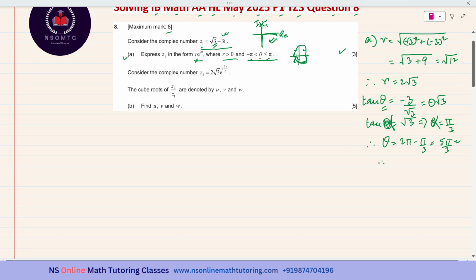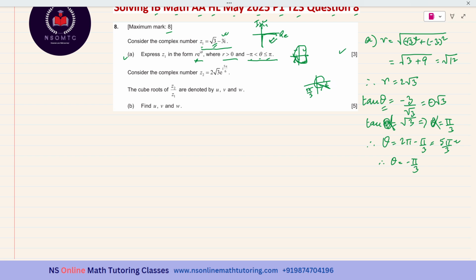So therefore, theta will be equal to negative pi over 3. Okay, because this is the position. If you come along the anti-clockwise direction, it is 5 pi over 3. The total is one revolution, which is 2 pi. So if you come in this clockwise direction, what will be the angle?